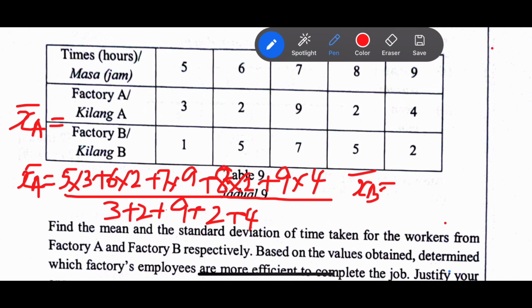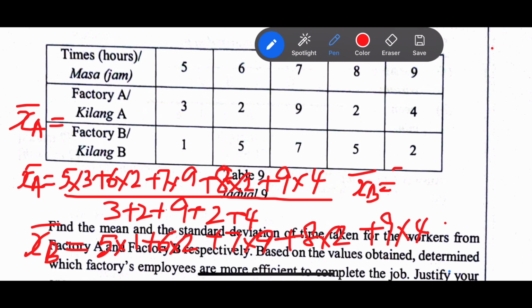You must know which one is the frequency and which one is the score. The score is the time, and the frequency is what is given for factory A and factory B. So we do A first. We multiply 1 by 1, 5 times 3, 6 times 2, 7 times 9, plus 8 times 2, plus 9 times 4, over the total frequency, which you add up, and then you do the same for B.